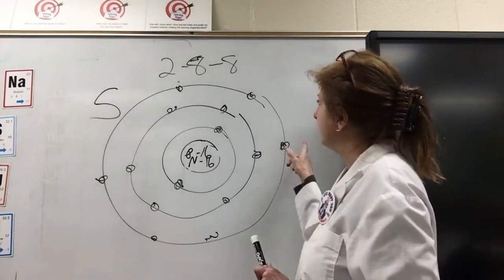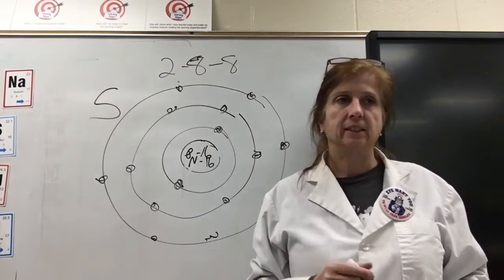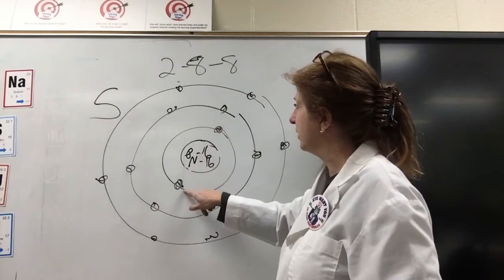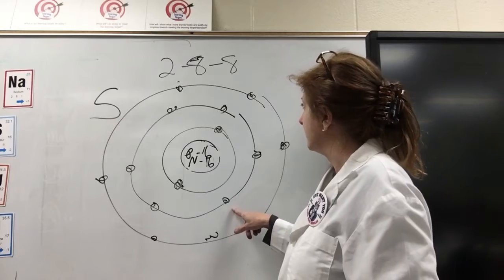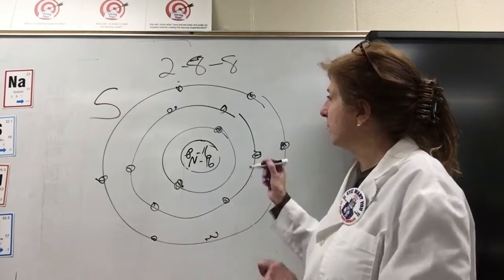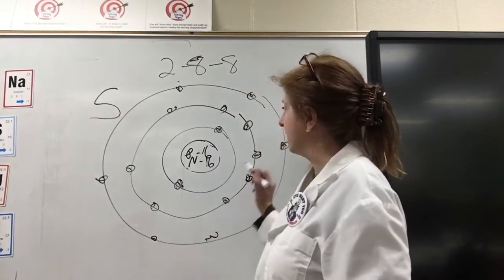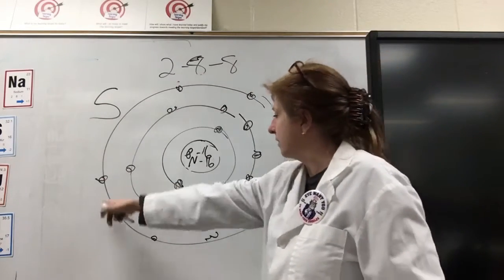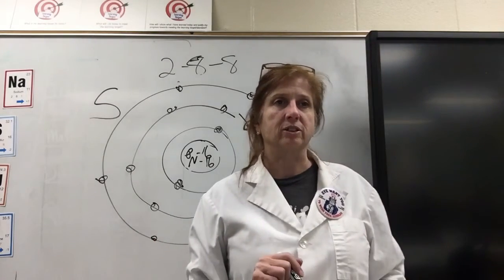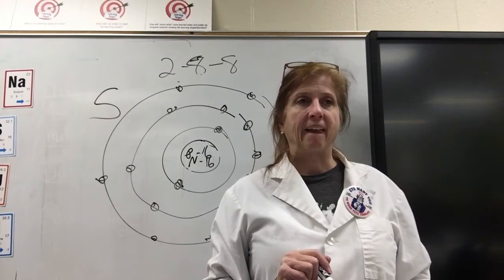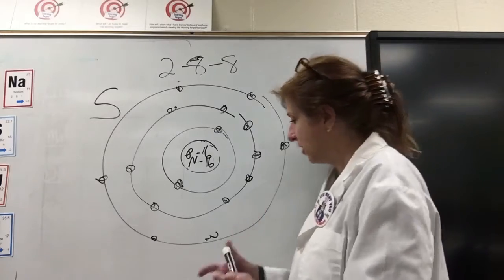So only 5 on the last one, right? No, 6, because it's got to have 16. 1, 2, 3, 4, 5, 6, 7, 8. Oh, I didn't put them all here. 1, 2, 3, 4, 5, 6, 7, 8. There's our 8. There's 10, 11, 12, 13, 14, 15, 16. So it's got 6 on the outermost. Yes? Okay. So let's start over with this one.